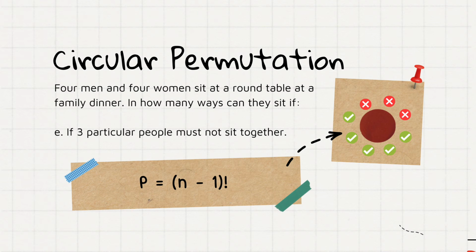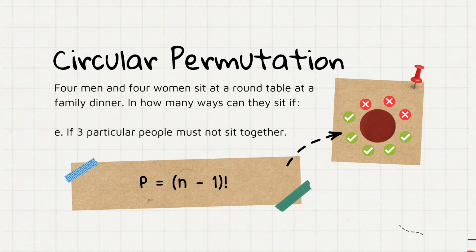It's easy as that. So let's go to the last problem, which is a type of circular permutation. Now, this problem is somehow an advanced type of permutation problem, but I'll do my best to show you how it is done, especially for the viewers who haven't tackled this lesson with Teacher Brahet. But before that, permutation is an arrangement of something according to its sequence or order. Like in our problem here: four men and four women sit at a round table at a family dinner. In how many ways can they sit if three particular people must not sit together?